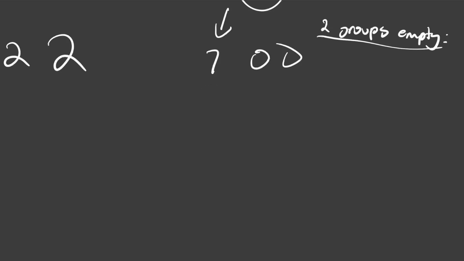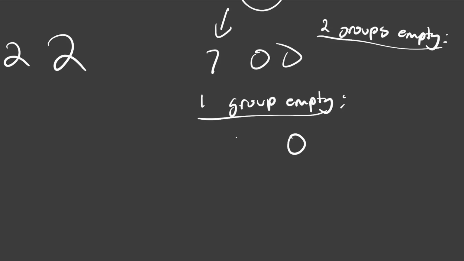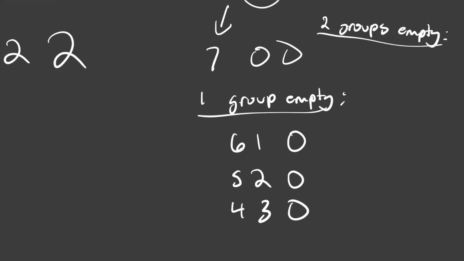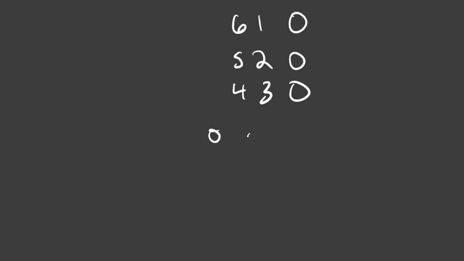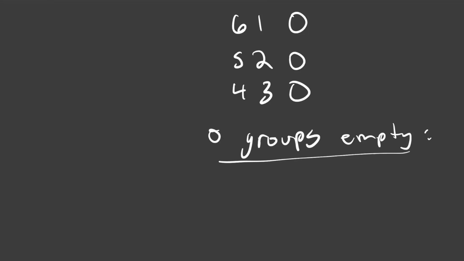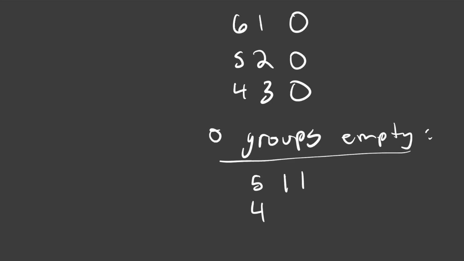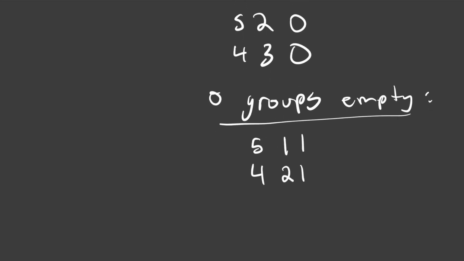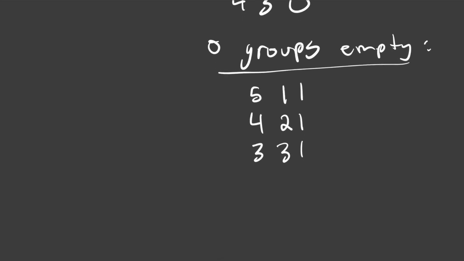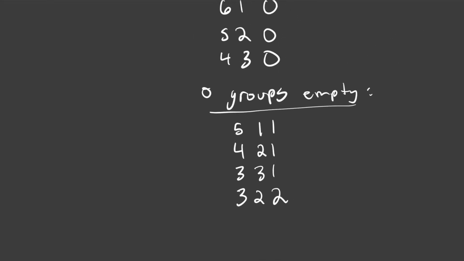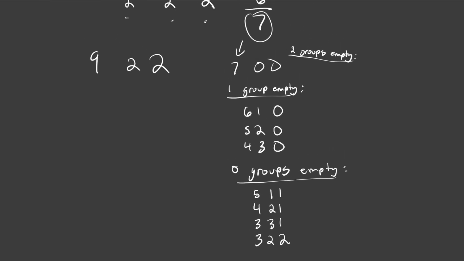Now let's move on to the case where we have 1 group empty. So if I have 1 group empty, then I could do 6, 1, 0, 5, 2, 0, 4, 3, 0, and that's it. Now if I go down and I do 0 groups empty down here, well, I could get 5, 1, 1, I could get 4, 2, 1, I could get 3, 3, 1, or I could get 3, 2, 2. So these right here are the total ways to partition 7 into 3 groups.